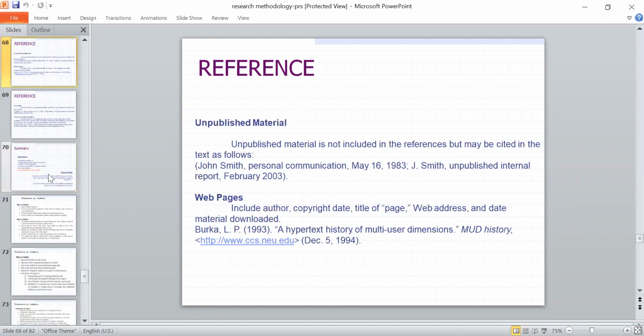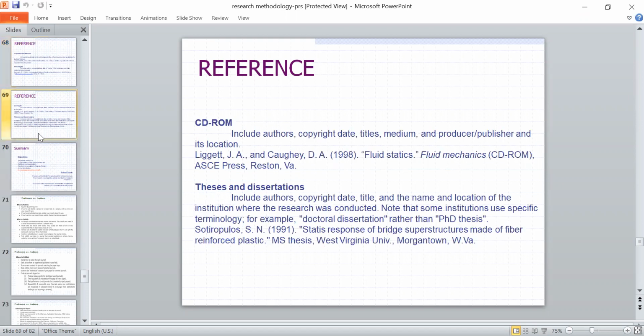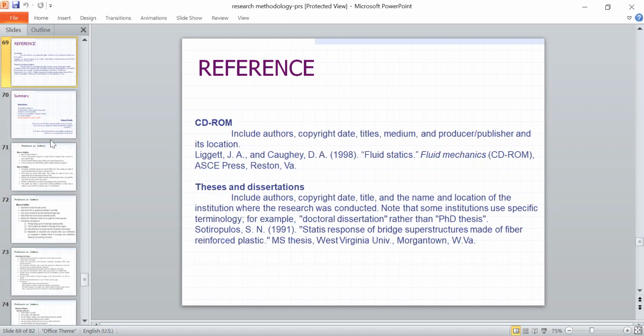Unpublished materials: even if a paper is under revision, we can get it from some sites through the institute and use it. But that has to be cited differently. We should not cite it as a journal. If you cite it as one, they will object, because it's not published, only accepted. Theses also have their own citation style.